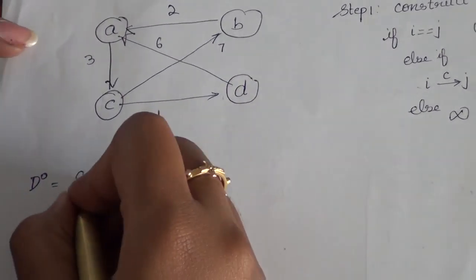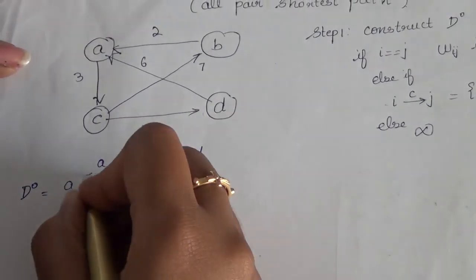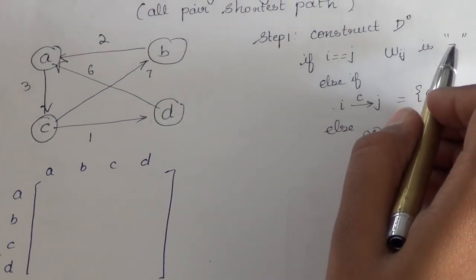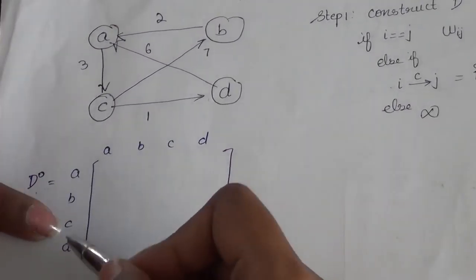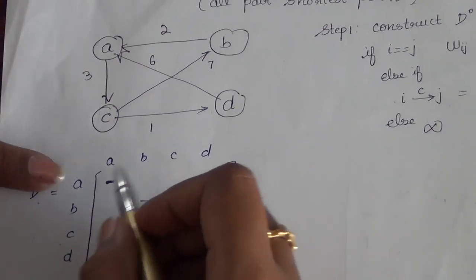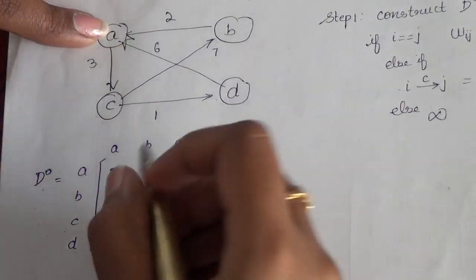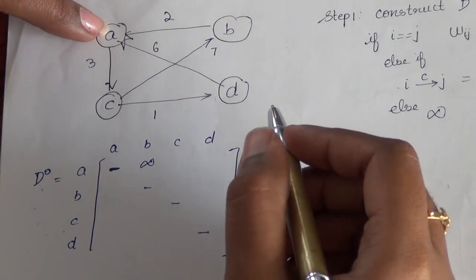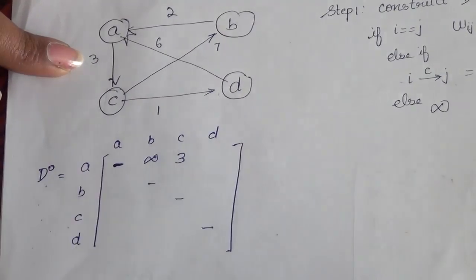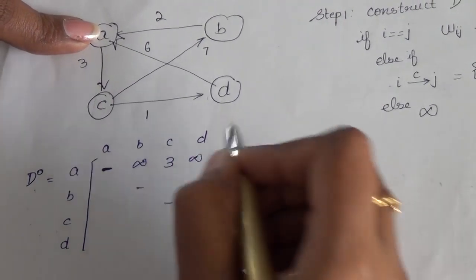Since it has 4 nodes, it will be a 4 cross 4 matrix. And as I told you, if i is equal to j, I can just represent it with a hyphen symbol. So A to A, B to B, C to C, D to D will all be represented with a hyphen symbol. Now going with A to B, there is no direction, so I will represent it with infinity. For A to C, there is an arrow mark with the cost value represented on top of it, which is 3. So I am writing the weighted value as 3. For A to D, there is no direction, so I am representing it as infinity.